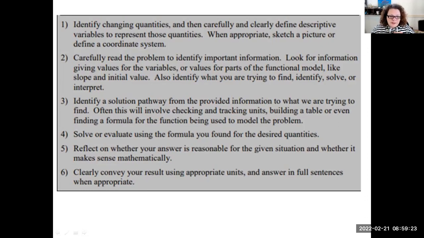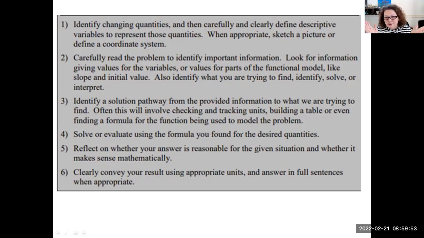Reflect on whether the answer is reasonable. This, to me, the biggest part of it is making sure that your rate of change or your sign is correct. So you should have an initial starting point, and then if it's increasing, your rate of change should be positive. If it's decreasing, your rate of change should be negative. Please check that, okay?